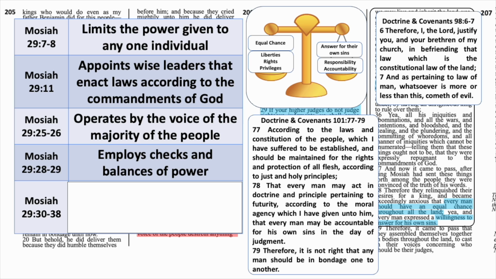There is a statement attributed to Joseph Smith, though granted its authenticity is debated, right? Where he's reported to have said that one day the Constitution would hang by a thread.